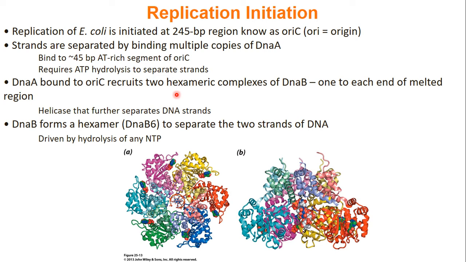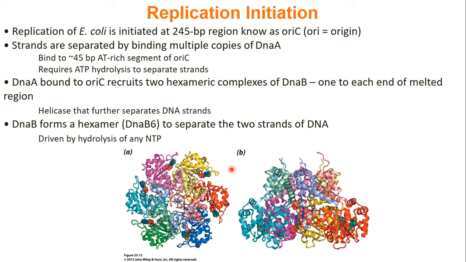When DnaA is at the OriC, it will actually recruit two other complexes of DnaB. And DnaB is a hexamer. If you imagine double-stranded DNA separating into two single strands, on one strand on each side, you're going to recruit this DnaB, because DnaB is a helicase, and a helicase will unwind this DNA. So you're going to continue to unzip your double-stranded DNA from both ends. So you're unzipping from both ends instead of one end, so it's going faster.